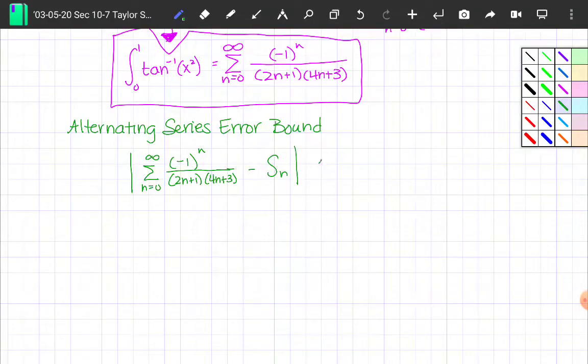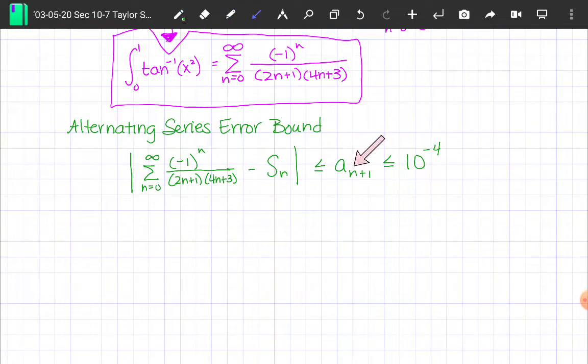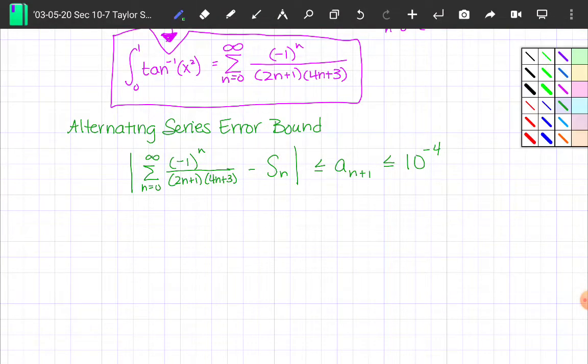And we know that the error is going to be less than or equal to the next term, looking at positive. And we want that to be less than or equal to 10 to the negative fourth. So we have to figure out what value of n is going to make this term less than or equal to 10 to the negative fourth. What's the biggest value of n I'm going to be able to put in here? Like, how far can I go but stay under here? So let's see what that means.